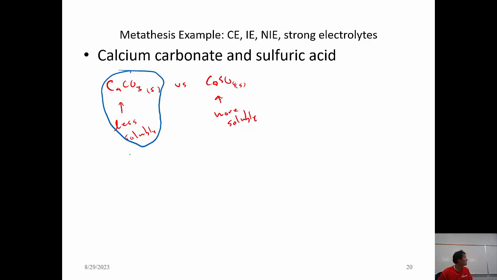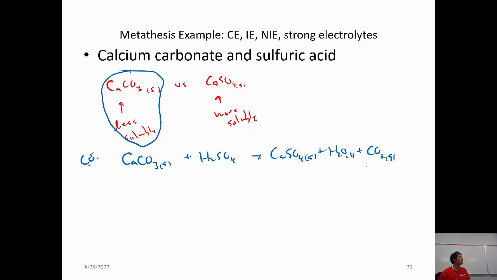All right, so if the reaction occurs, then we write out what's called the complete equation, the CE, which for me is going to be calcium carbonate plus H2SO4 yields calcium sulfate solid plus H2O liquid plus CO2 gas. We had our driving force gas formation and going from a stronger acid, H2SO4, to a weaker acid, CO2. Then we come up with our IE, which stands for the ionic equation.